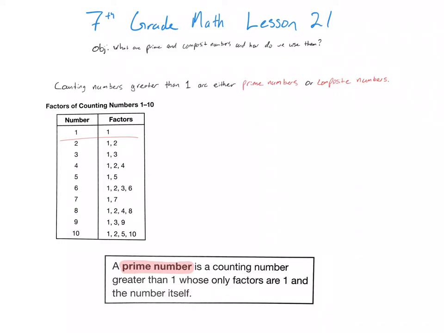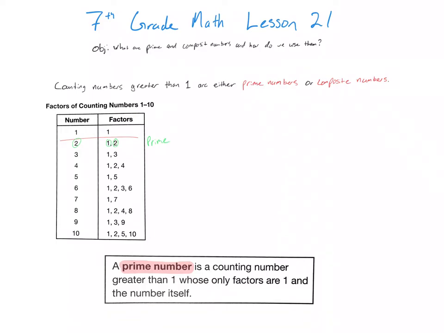So a prime number is a counting number, like the ones we normally count with, greater than 1, meaning it has to be bigger than 1, whose only factors are 1 and the number itself. Let's go ahead and mark these up as either prime or composite. I'm looking at the number 2 and its factors. Notice there are just 2 factors, 1 and 2. See how that matches there? So I'm going to name this a prime number.